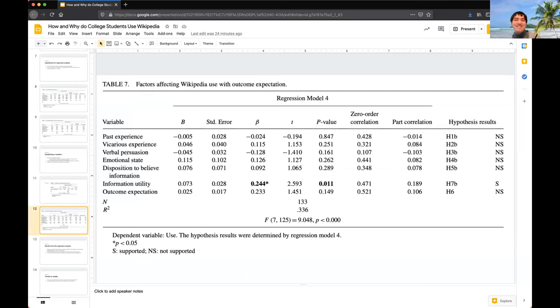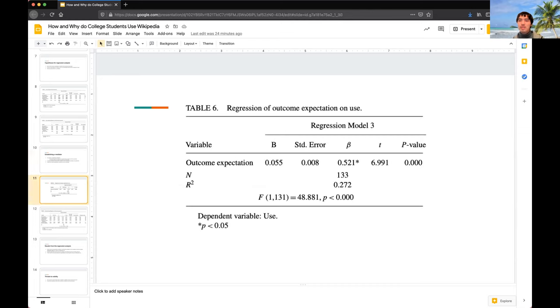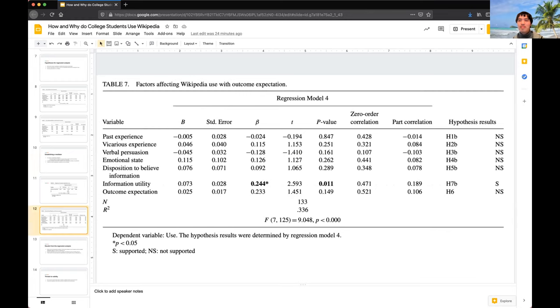I don't know the reason, but I have some concerns about how they can draw the conclusion they made in this paper, which is that they don't think outcome expectation is a mediator, because what they're reporting is that they don't see a significant result. But usually, simply because you don't see a significant result doesn't mean it's not a mediator. So there are a couple of things.